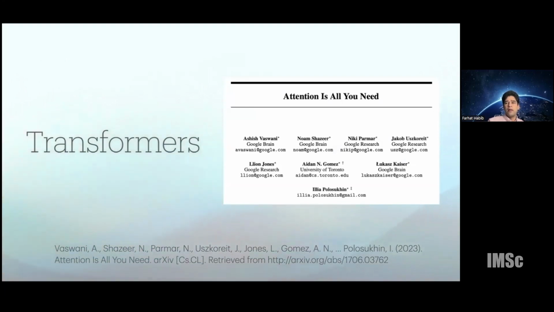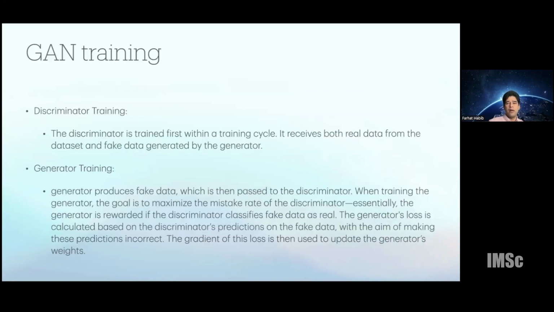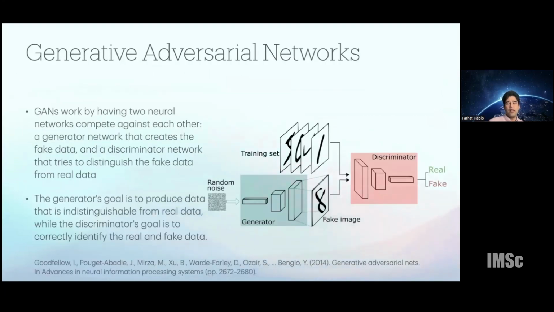Question: How do you train these GANs, like the discriminator and the generator? Is it backpropagation? Yes, it's backpropagation. These are neural networks, so all neural networks are trained essentially through backpropagation. All right.